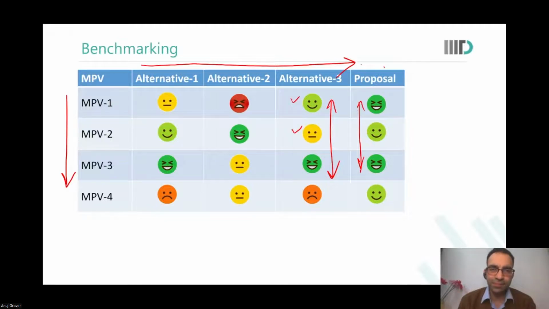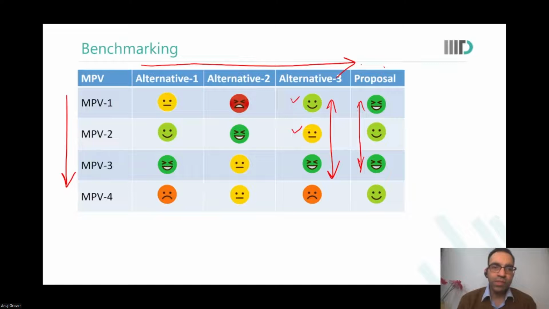So first we have identified the MPVs that we would like to work on, where we have some proposal for it. Then we researched in the market that there are some alternatives that, beside our proposal, are already present, and how much they are fulfilling these MPVs. So red face here means they are not fulfilling these MPVs, and smiley face means they are fulfilling these MPVs. And so we are creating a table sort of, so that we can compare how our proposal will perform as compared to the already present alternatives.